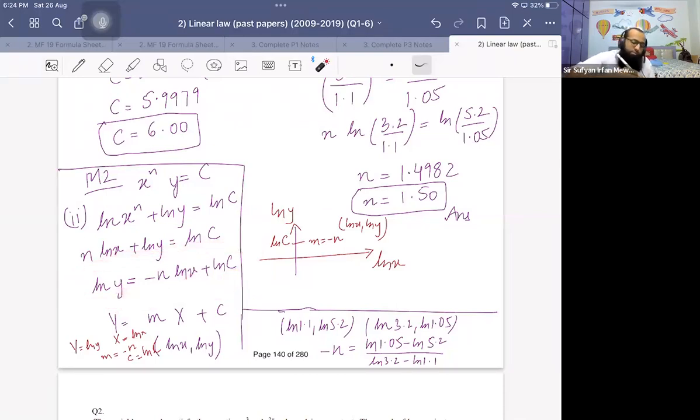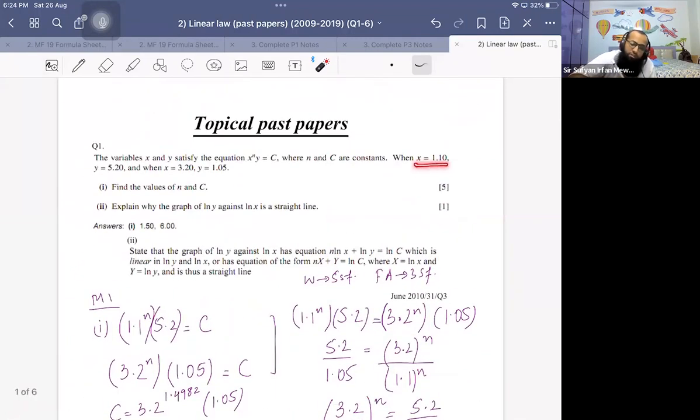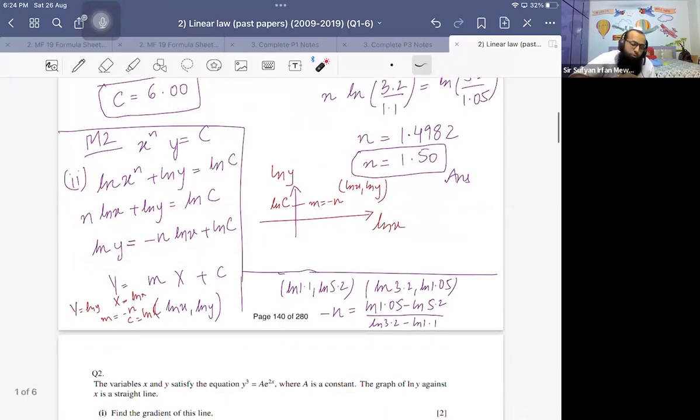One way was to substitute at this stage. Substitute the values at this stage in place of x and y, but not in place of ln x and ln y. The values that are given are not coordinates. These are values of x and y. So x 1.1, y 5.2, x 3.2, y 1.05. So if you are going to substitute x and y over here, then we'll get two equations that we can solve simultaneously. Now there's another approach to that.